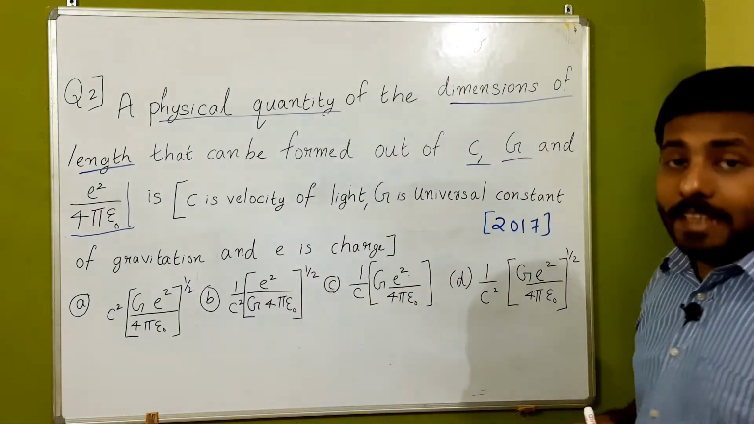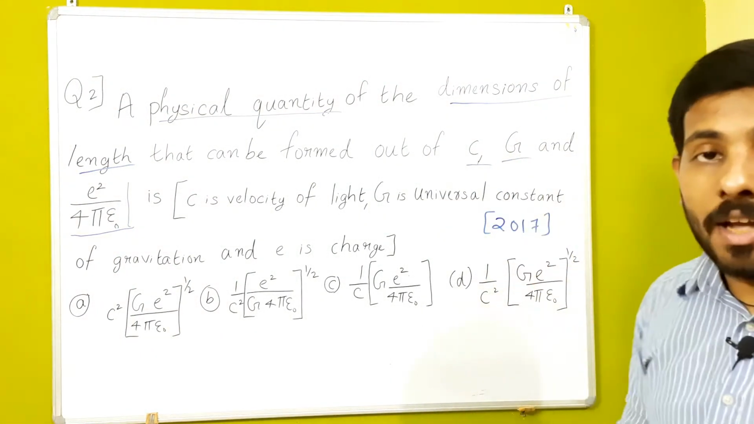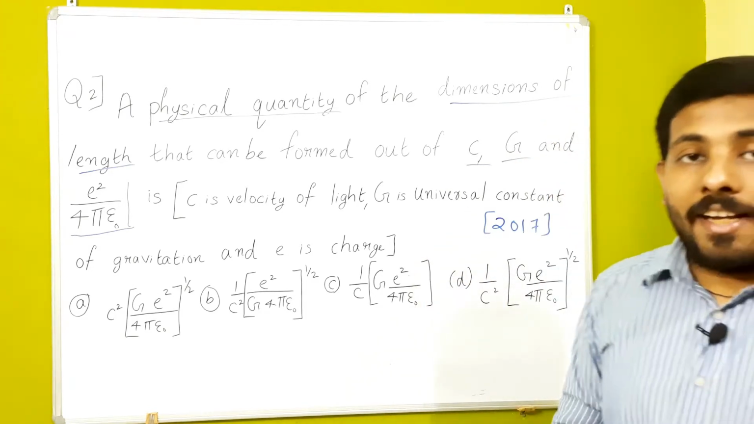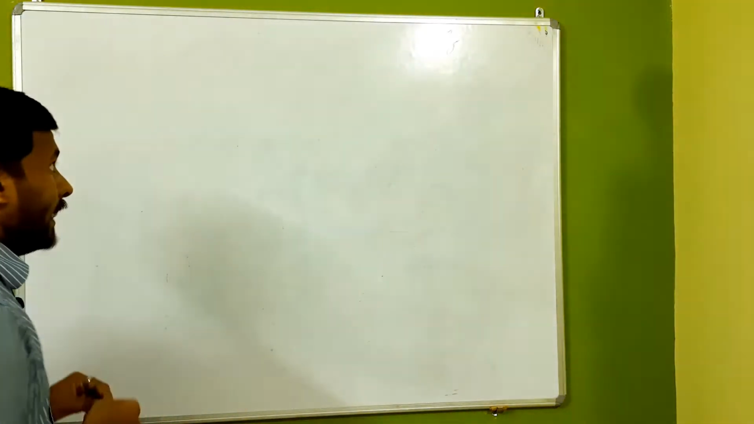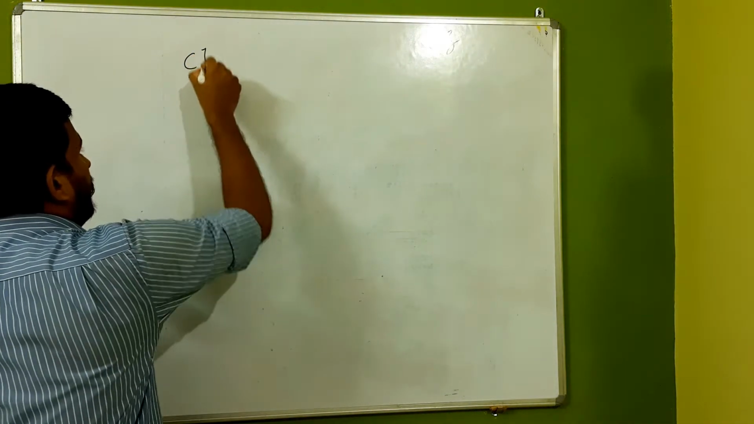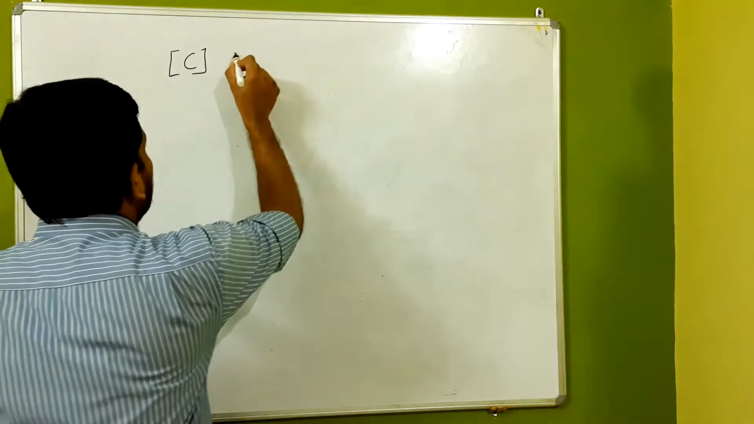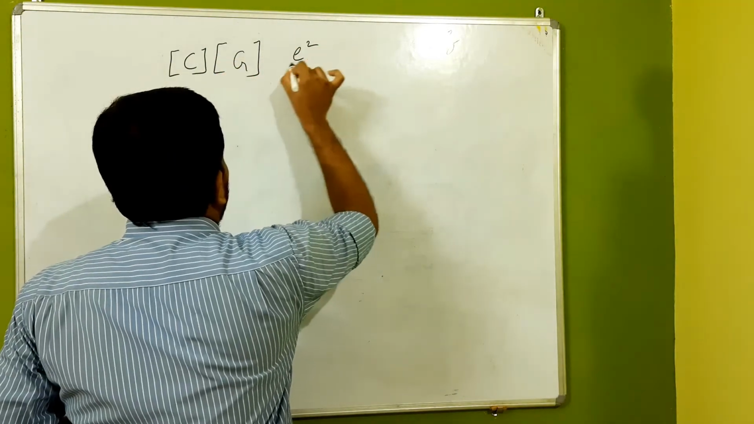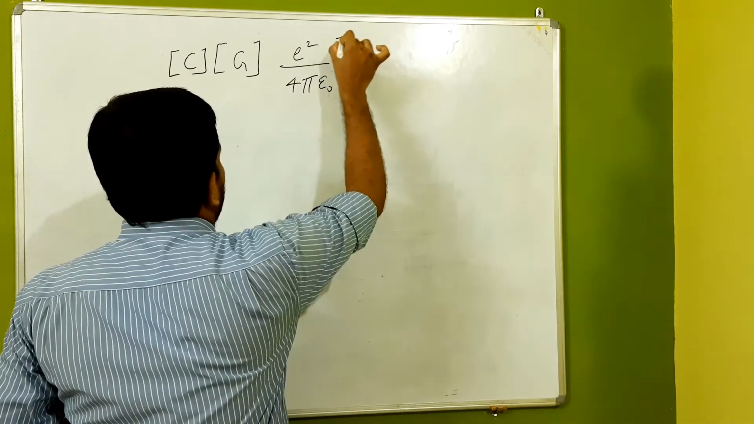This is a question that was asked in 2017. So please take down the question and try to do the question by yourself, and after that we will find the answer together. We have three things with us. The first one is c, that is the velocity of light, and the second one is G, that is the universal gravitational constant, and the third one is e square by 4 pi epsilon 0.